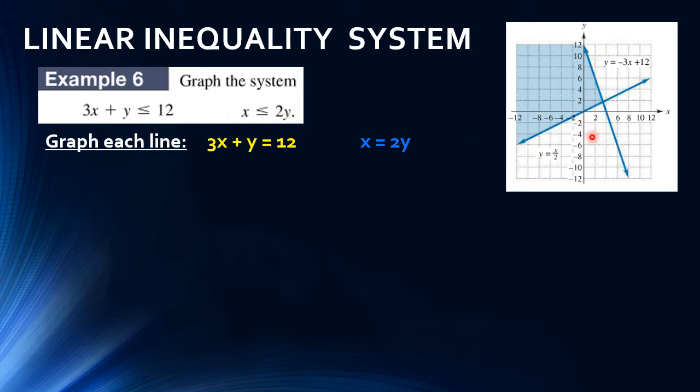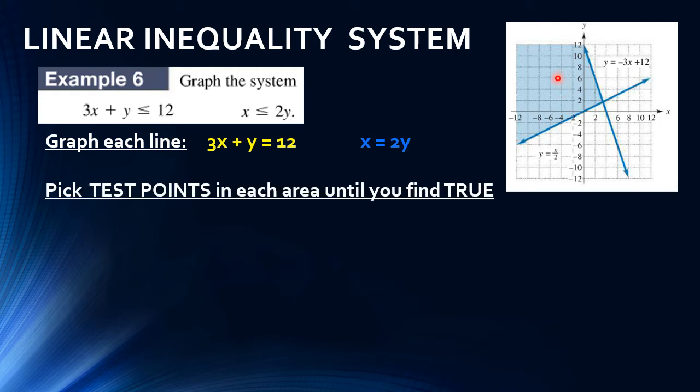Now we have to figure out which part of this is the solution. Notice that these two lines dissect the graph into 4 different regions. So in this case, what we can do is pick a point in each of the 4 regions. Because we have 4 different parts of the graph: the blue, a white section here, a white section here, and a white section here.